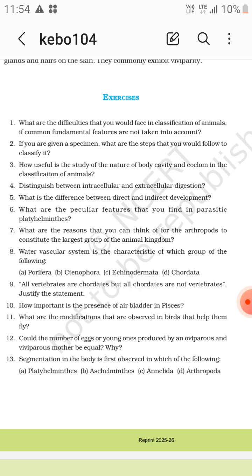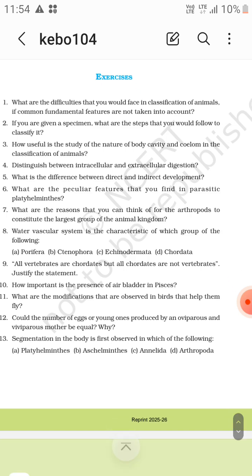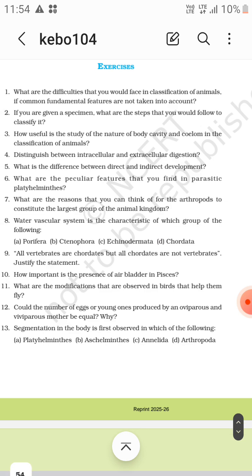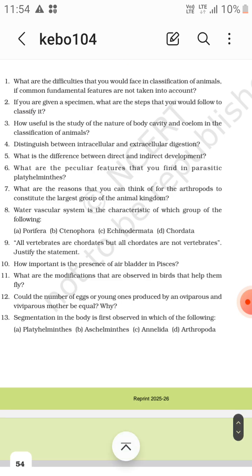Direct development does not have a larval stage and indirect does have a larval stage. What are the peculiar features that you find in parasitic platyhelminthes? They have hooks and suckers. What are the reasons that you can think of for arthropods constituting the largest group of the animal kingdom? Because 70% of species of animals are insects, right? The main thing is they have chitin in their exoskeleton, so it protects them, maybe that's the reason.